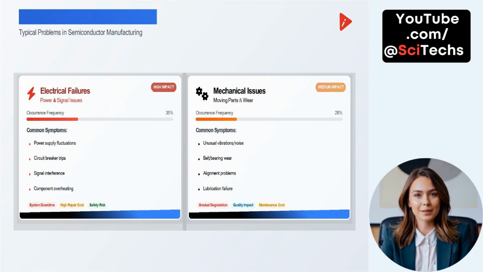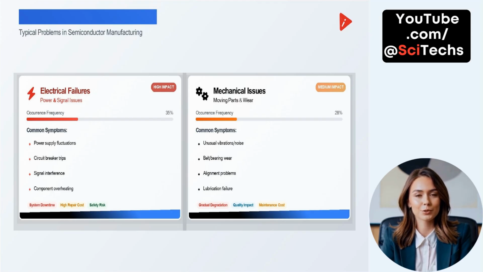In contrast, mechanical issues are medium in impact but still significant. These usually involve unusual vibrations or noise, often early indicators of trouble. Belt and bearing wear, which can degrade performance over time. Alignment problems that affect precision. And lubrication failure, which can cause friction and wear.